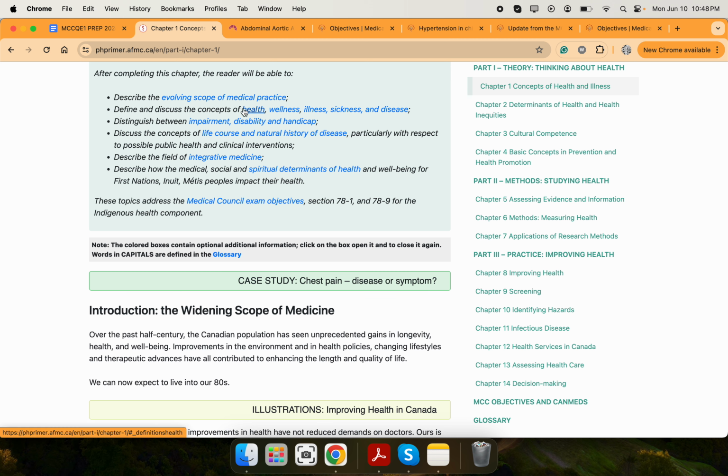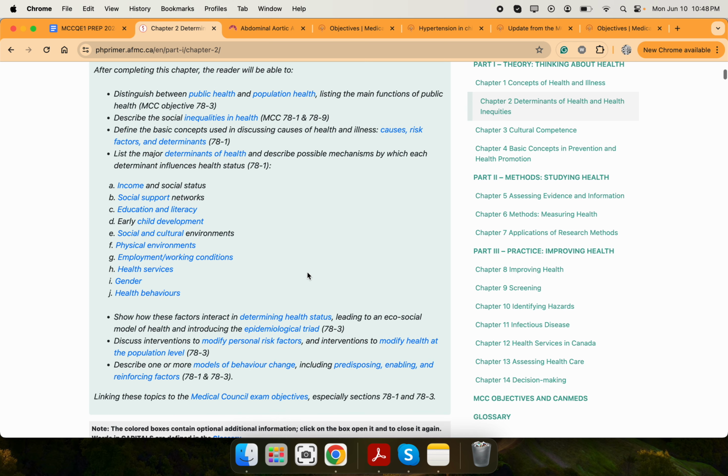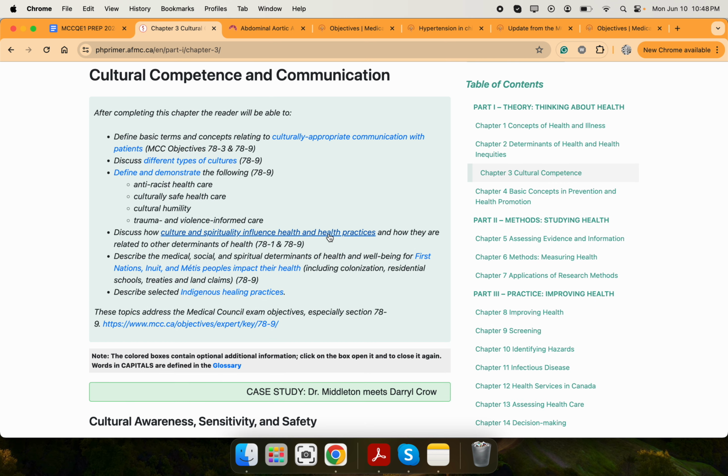If you go on here, you have to see whether these are the things coming in the MCC objectives. If yes, then go ahead. If not, you can switch to another portion. Here you will see determinants of health status might be an important topic. If I go to cultural competencies, there are some indigenous community determinants of health.